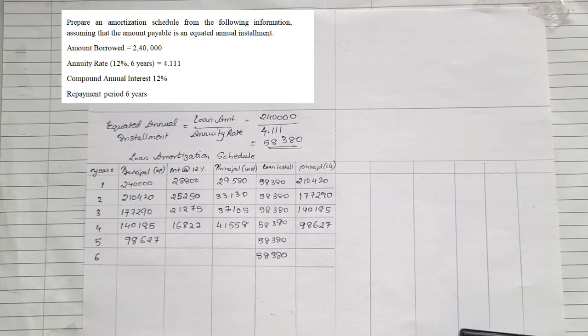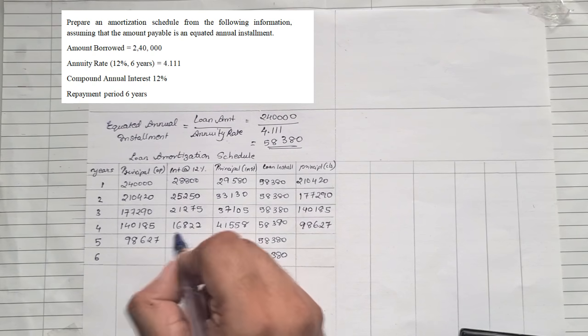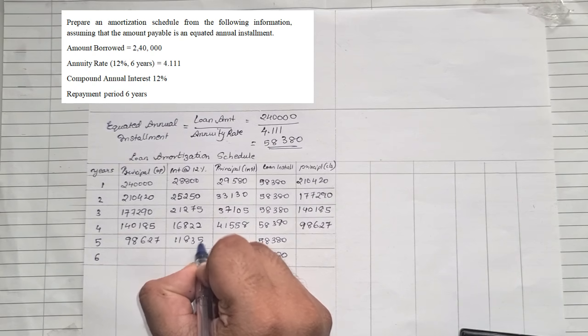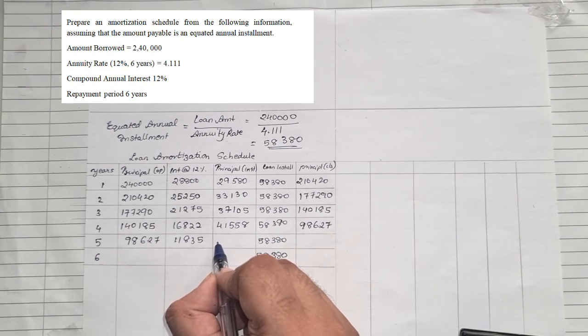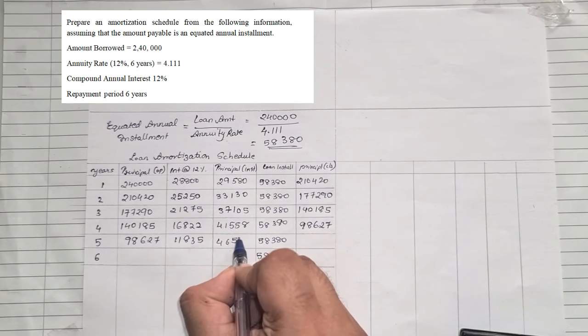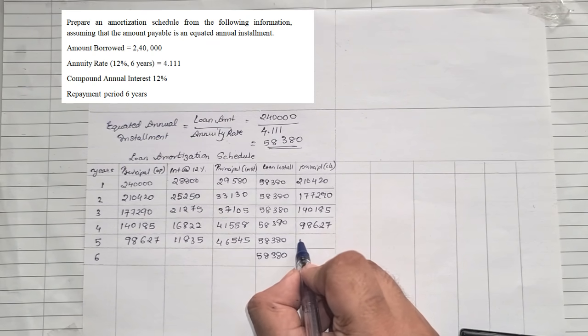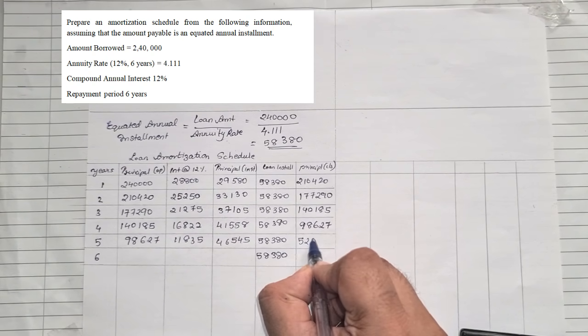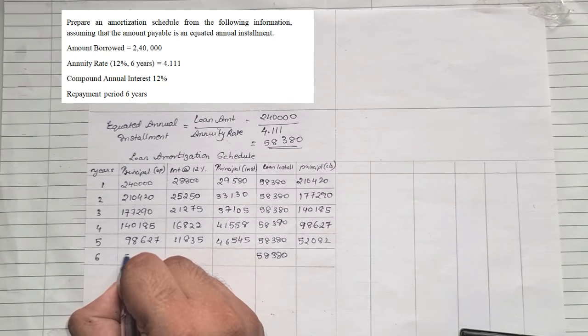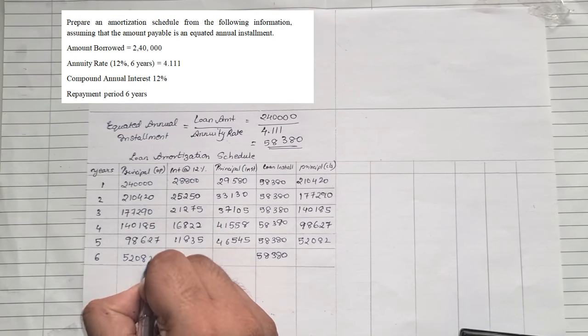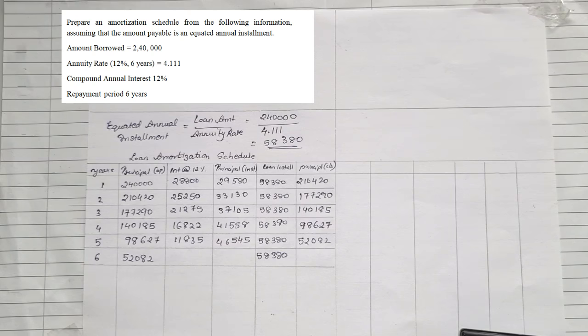So 98,627 into 12% will give you 11,835. When I subtract, I will get 46,545. When I minus the opening with the principal, I will get 52,082. So last year's closing will become this year's opening, 52,082. Now this is the most important part.